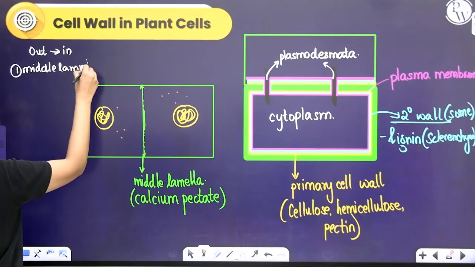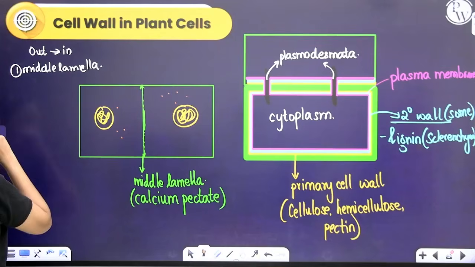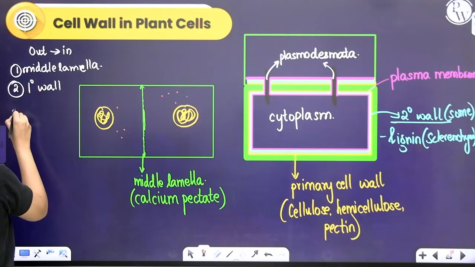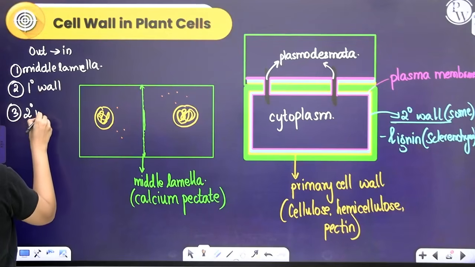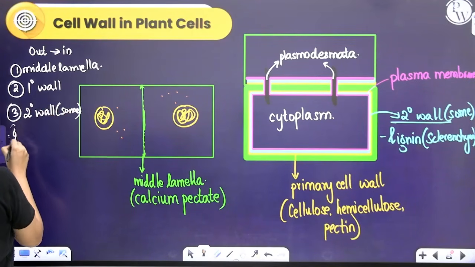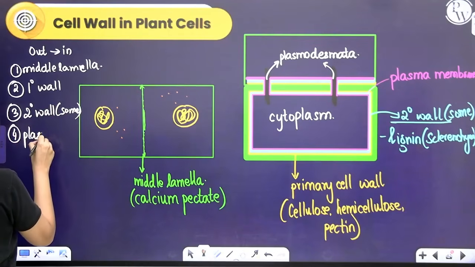Inside the middle lamella, you will have the primary wall. Inside that, you will have the secondary wall. This is only in some cell types. Inside that, you will have the plasma membrane.